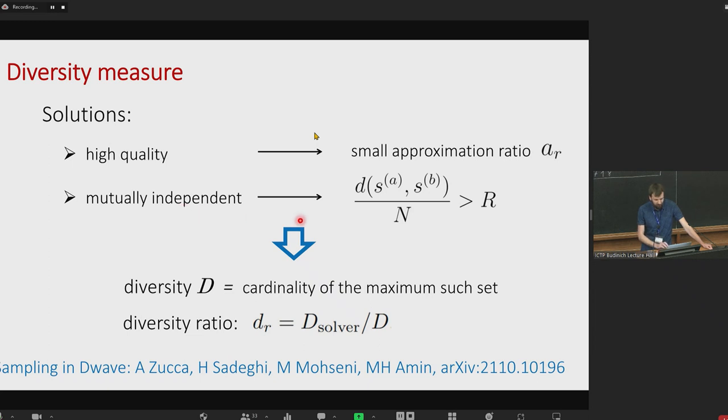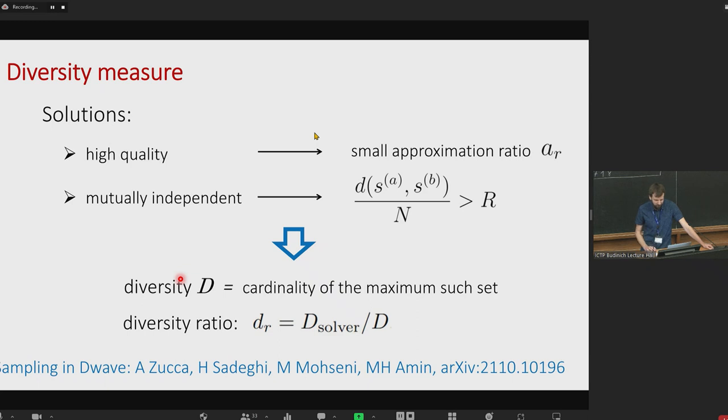And here we just combine those two ideas and propose to define diversity as the size of the maximal set that satisfies those two conditions. So we want all the elements of that set to be of high quality, and each element of that set should be independent according to that metric from all the others. In practice, this translates to a max clique problem. So there are a lot of caveats here. One caveat is that that measure is not that easy to calculate. For one, the max clique problem itself is NP-hard. So what we do in practice is use some greedy algorithms to approximate it from above.